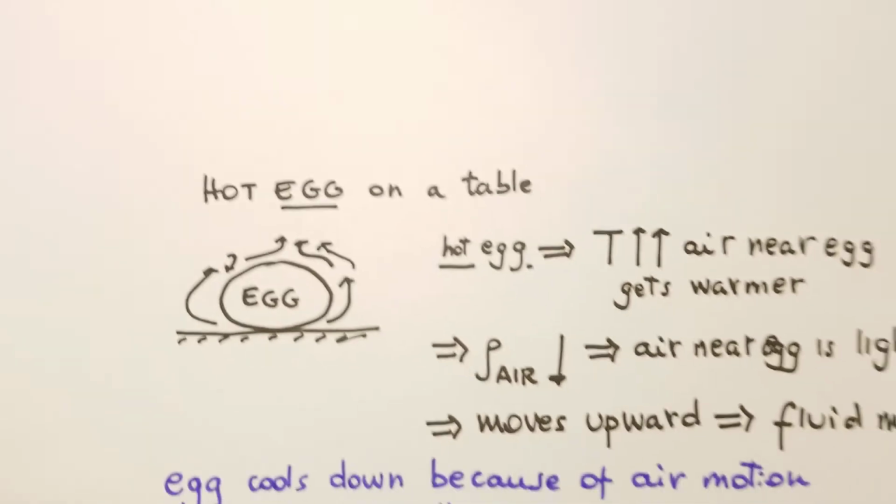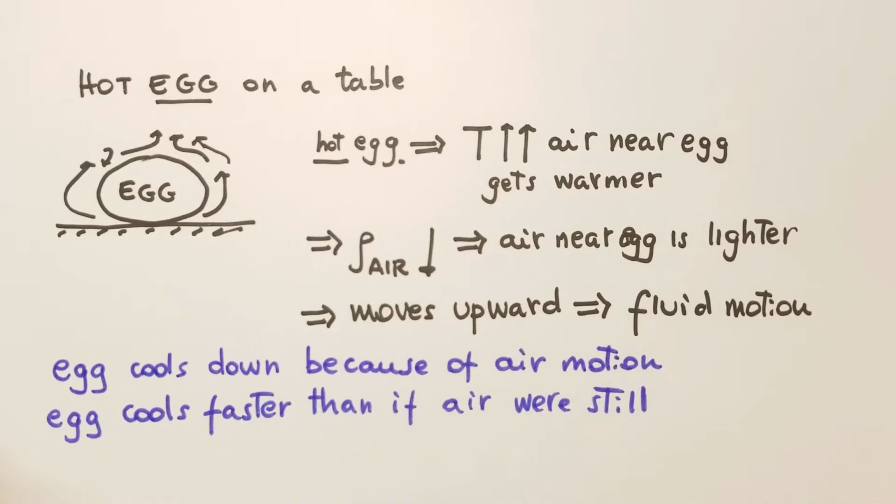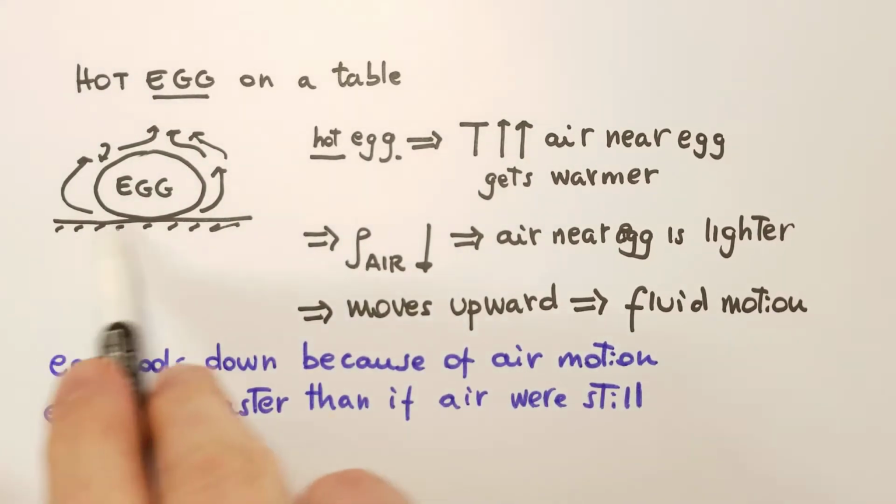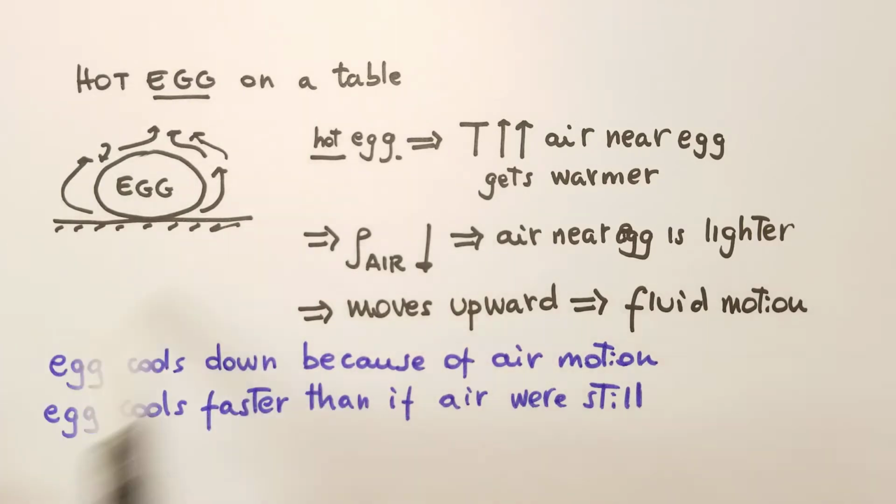So let's imagine, for example, a hot body like an egg sitting on a table, and the environment of the kitchen is cold. So we don't force any motion of air around the egg, and we let the egg cool by itself.